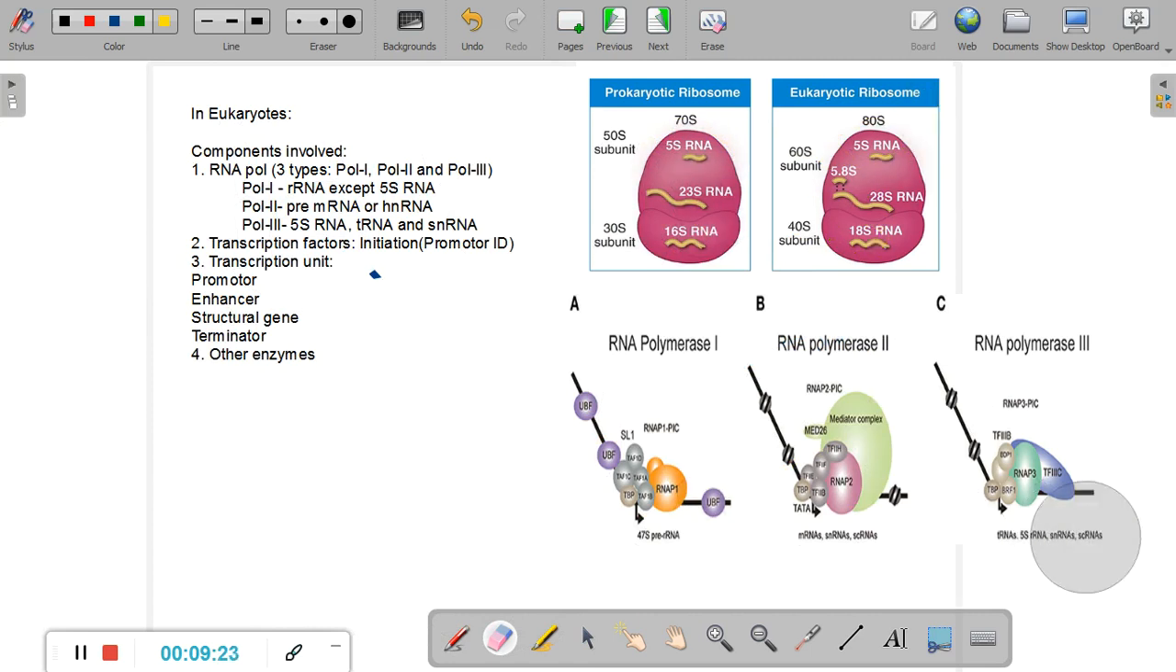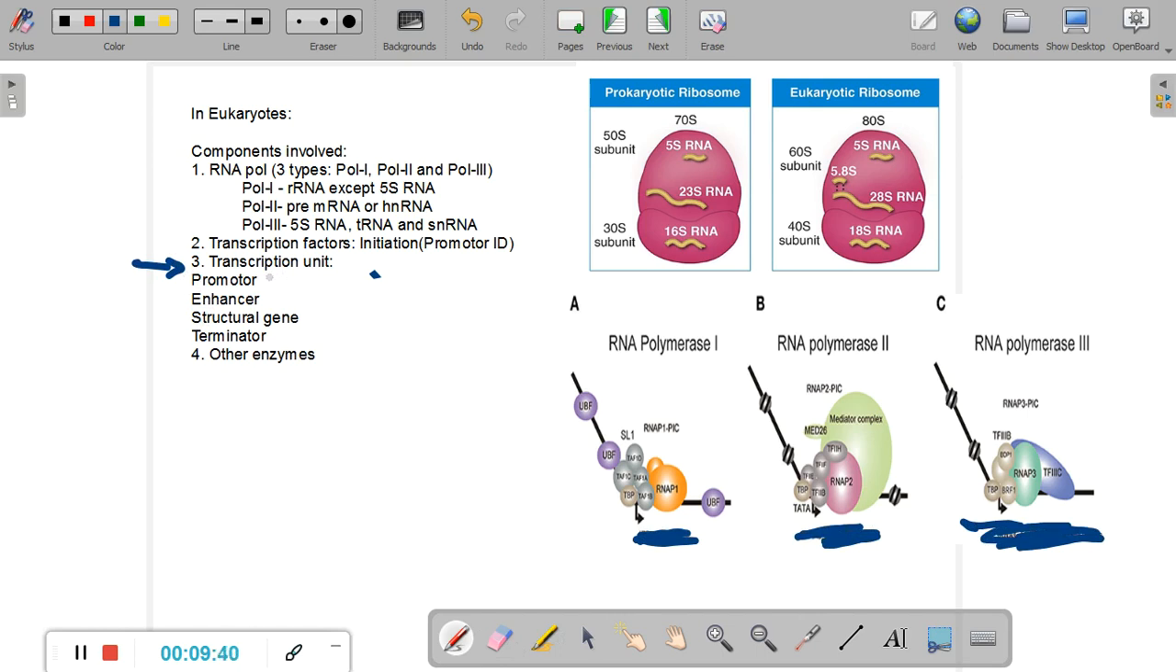Let's just clear up the entire board. I didn't mean to clear these up. Let us just hide them because these are slightly misleading information, and that's why I'm hiding them. Anyways, the transcription unit in eukaryotes is slightly different from prokaryotes.